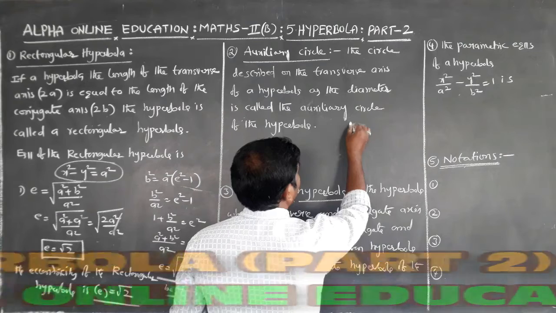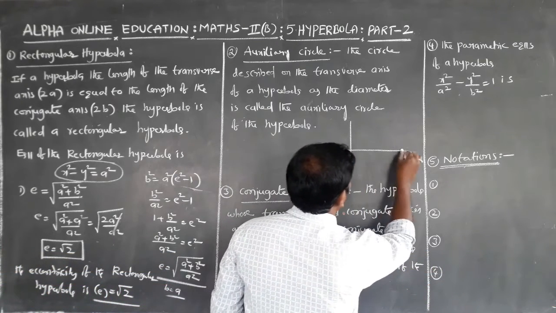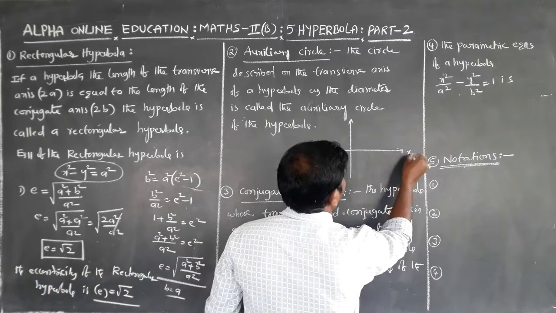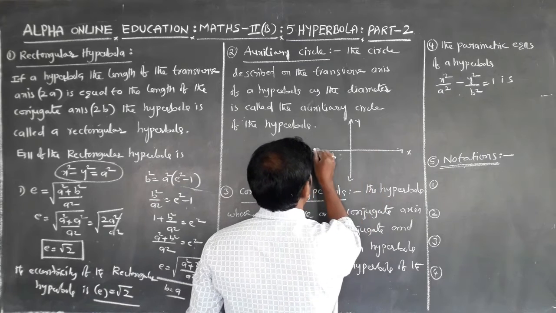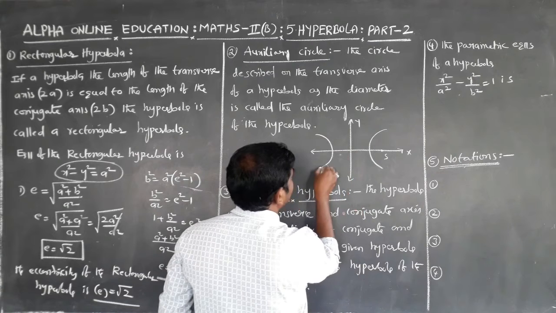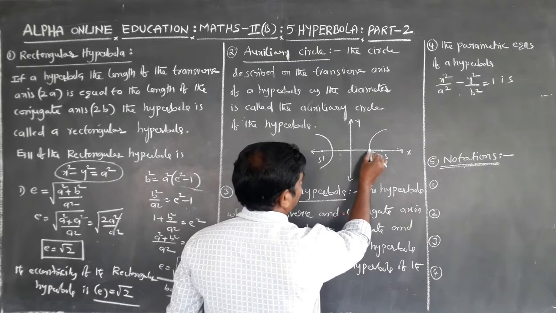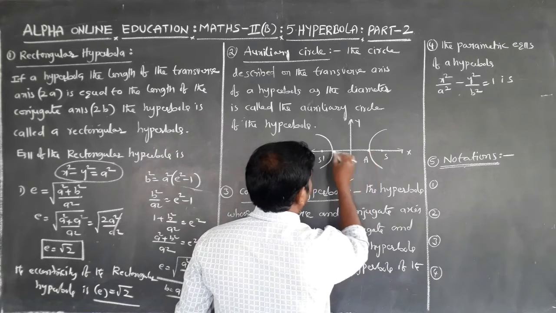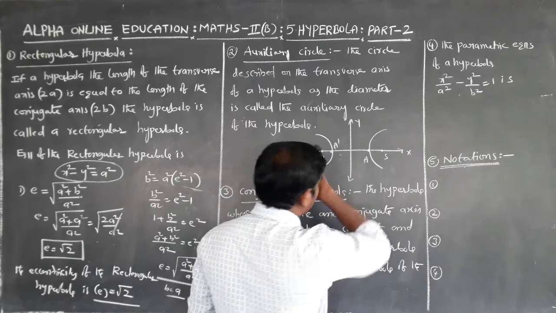This is the diagram of the hyperbola. This is the x-axis. This is the y-axis. This is the focus S. This is the focus S dash. This is the vertex A. This is the vertex A dash.